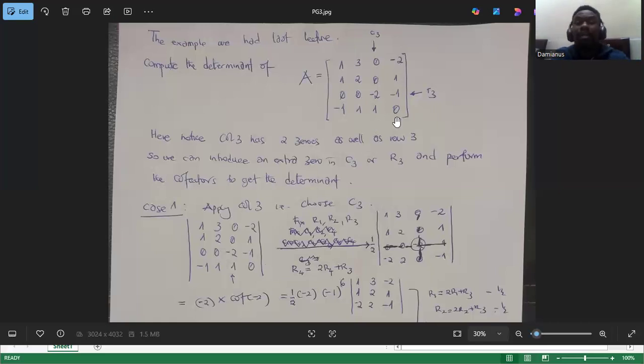So what do we choose? You could either choose row 3 that has 2 zeros, or you could choose column 3 which has 2 zeros.